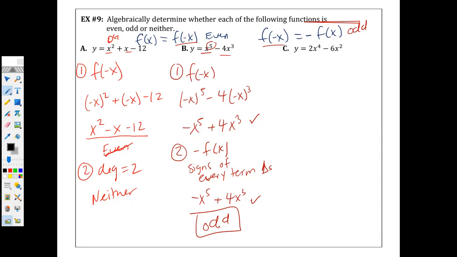So basically, in the second step, you change the signs of your original, your f of x, your original y.